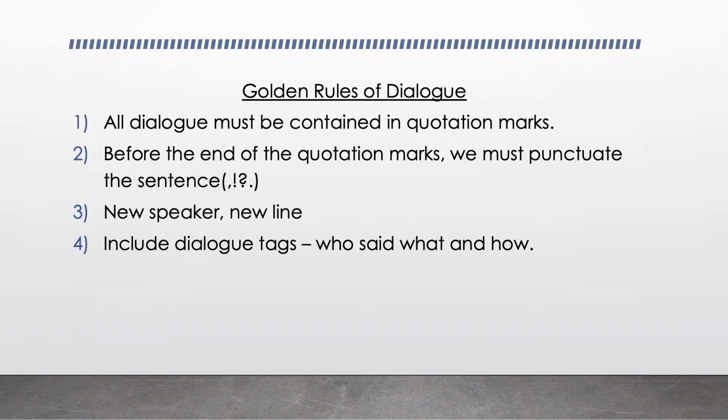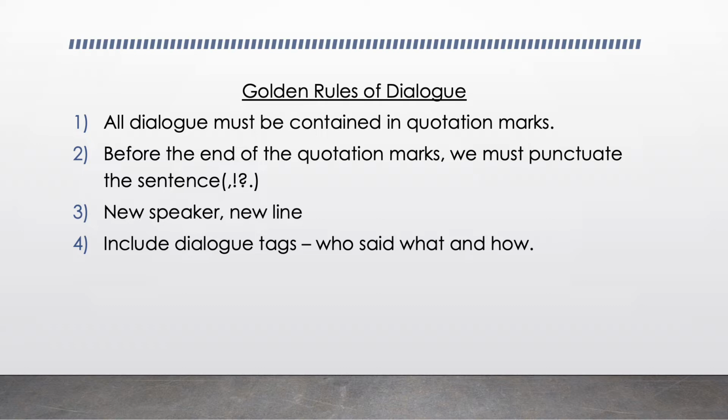So, the golden rules of punctuating dialogue. Number one, all dialogue must be contained within quotation marks or speech marks. So, what a person says is in between speech marks. Number two, before the end of the quotation, we must punctuate the sentence. That could be by using a comma, exclamation mark, question mark, or a full stop.